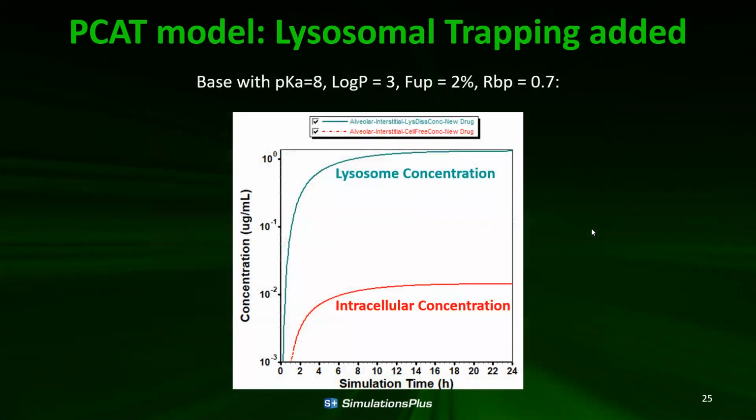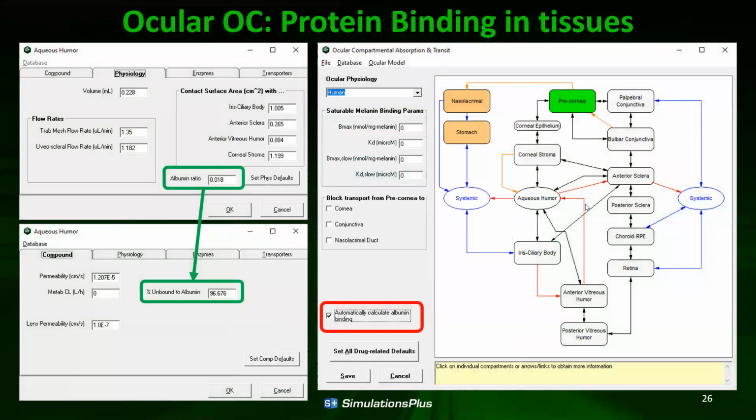There's limited data for validation of this new enhancement, so we eagerly await your feedback to help us explore the true value of this enhancement. As you can see here, we've got the ability to predict the lysosome concentrations and compare those to the intracellular concentrations. Moving from the PCAT to the OCAT.